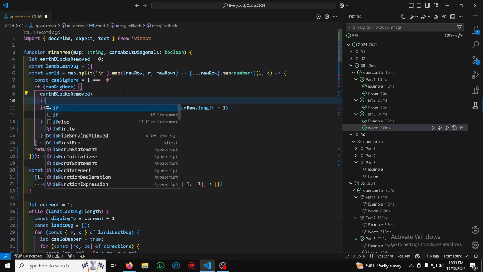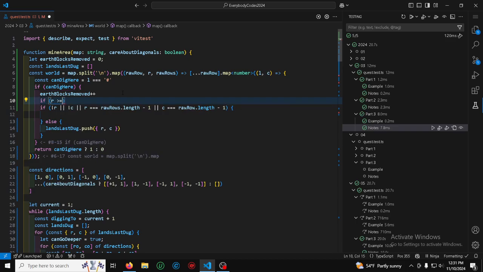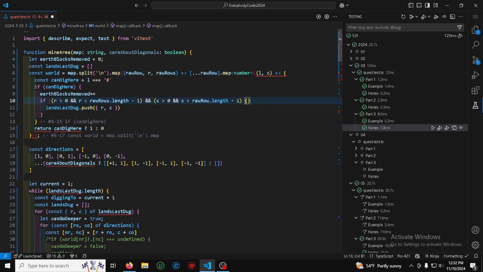Yeah, we'll go for the positive. So if R greater than or equal to 0 and R less than raw row's length minus 1. We have part 3's notes with a lot of edges, so if this is wrong, it'll be catching there. So if the row is the goodness, and I don't know why I'm putting these in parentheses. Drop parentheses.